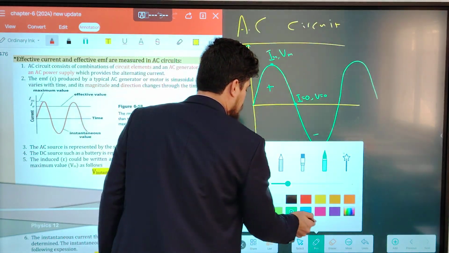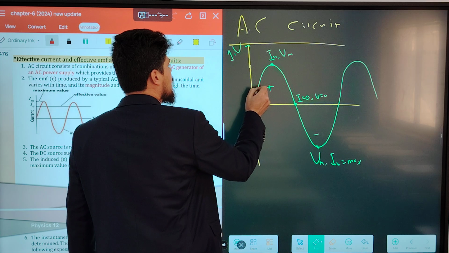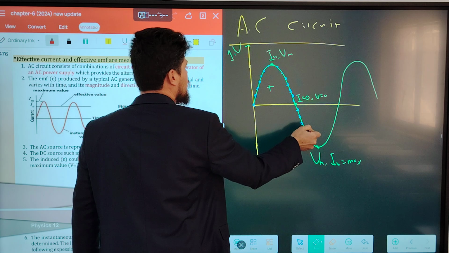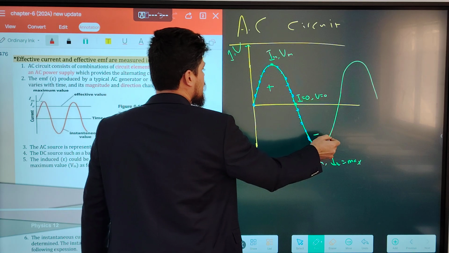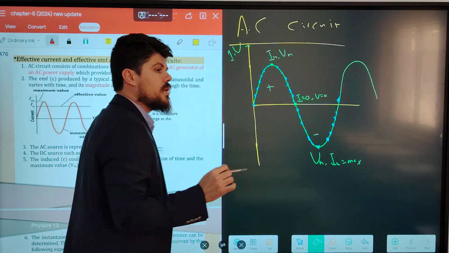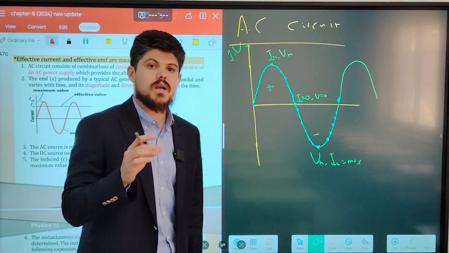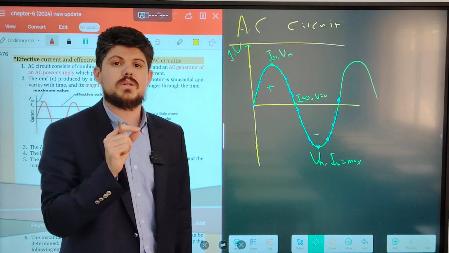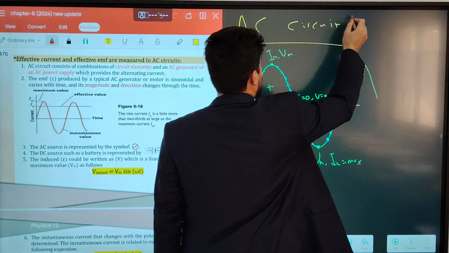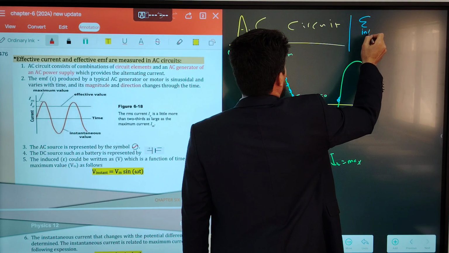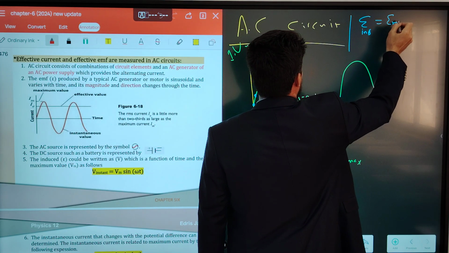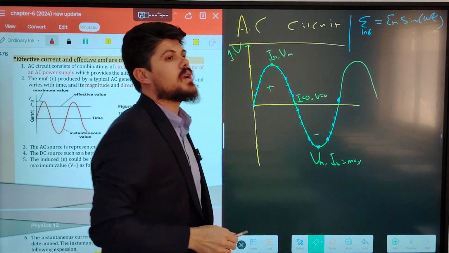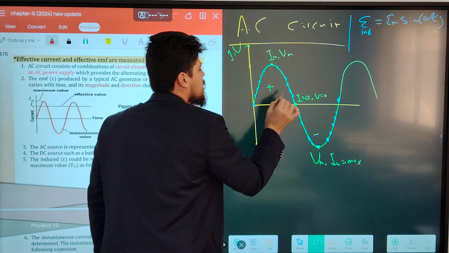And also we have instantaneous values. The instantaneous values mean the potential difference and current at each instant. The blue dot represents the instantaneous current or instantaneous potential difference. How can you determine the instantaneous current or potential difference at each instant? By using this relation: instantaneous potential difference is equal to maximum potential difference times sine omega t. By using this equation, you can find the magnitude of the instantaneous potential difference.